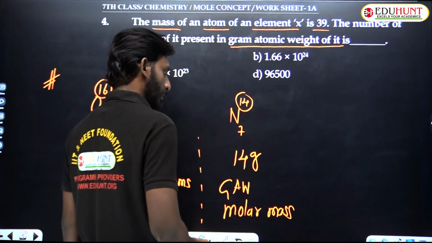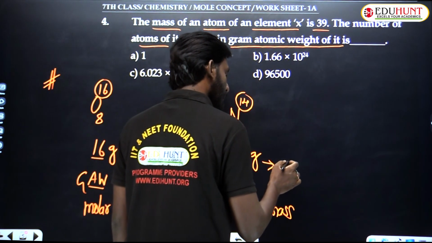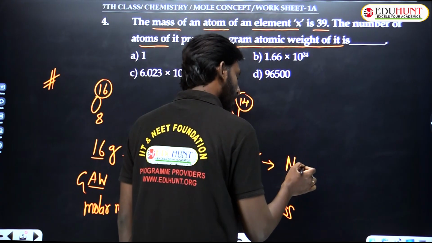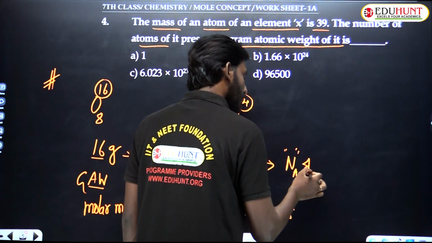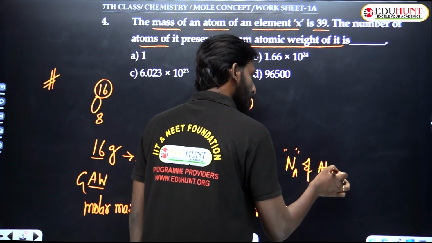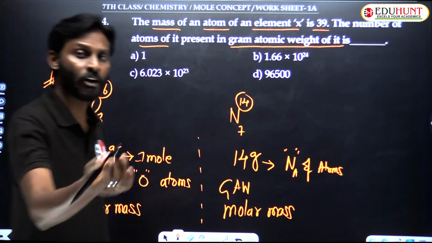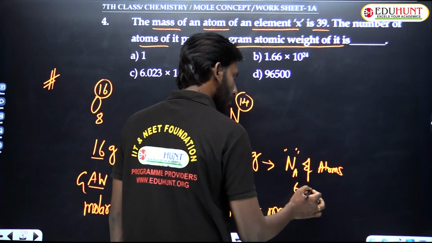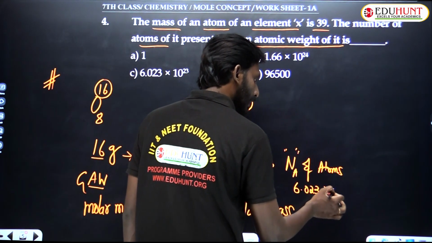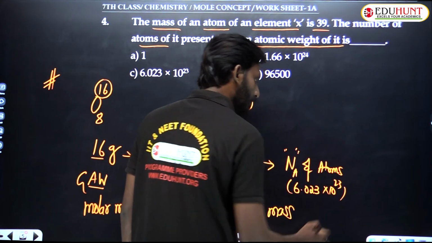Because this 14 grams contains Avogadro number of atoms. Avogadro number means how many? 1 mole of atoms. How many? 6.023 into 10 to the power of 23.